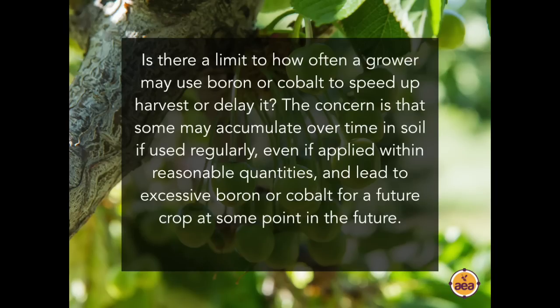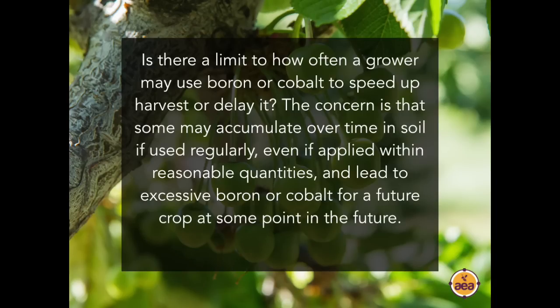So, another question, is there a limit to how often a grower may use boron or cobalt to speed up harvest and initiate harvest early or delay it? The concern is that it may accumulate over time in soil if used regularly, even if used within reasonable quantities, and lead to excessive boron and cobalt for a future crop at some point in the future. Not going to happen, not at all.